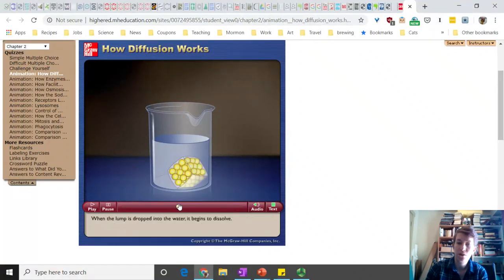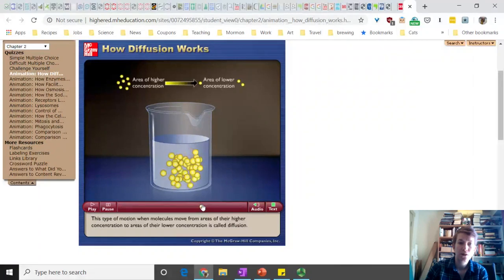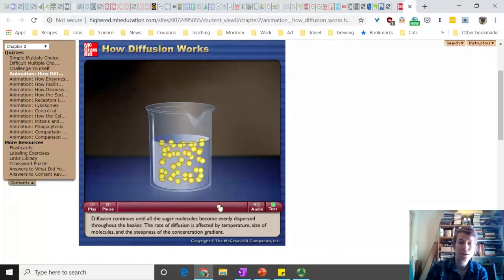The water molecules are going to get in between them, and as it dissolves, the sugar molecules are going to keep bumping into each other, and that's going to cause them to spread out. As they bump into each other, they spread out, and ultimately they're going to go from the area where they're most highly concentrated and crowded to the area of lower concentration. And that will continue happening until they're all evenly spread out.